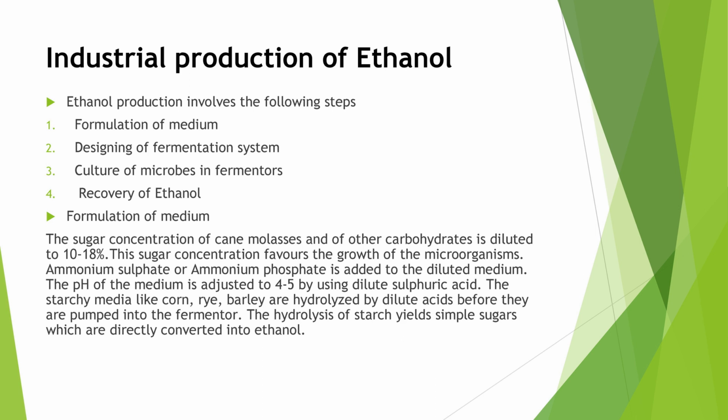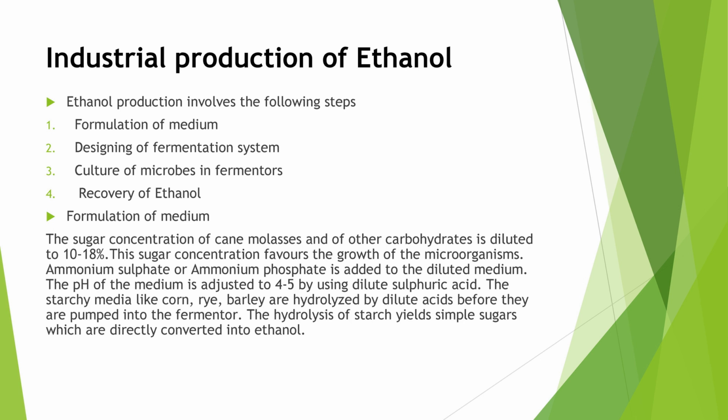Industrial production. Ethanol production involves the following steps: formulation of medium, designing of fermentation system, culture of microbes in fermenters, and the last step is recovery of ethanol. So first, let us go on to the formulation of media.